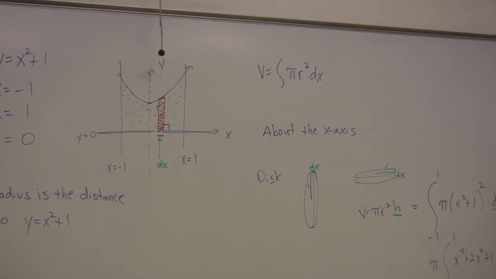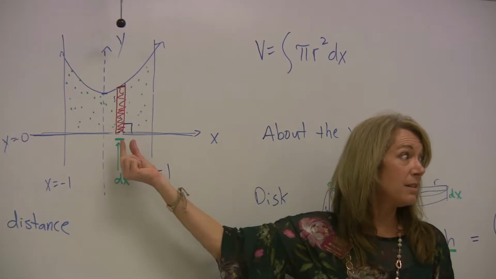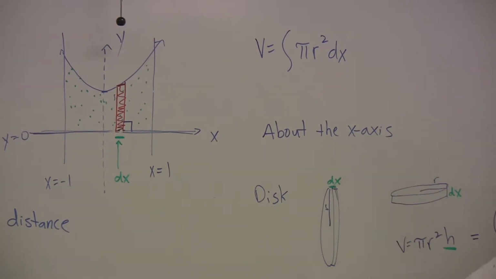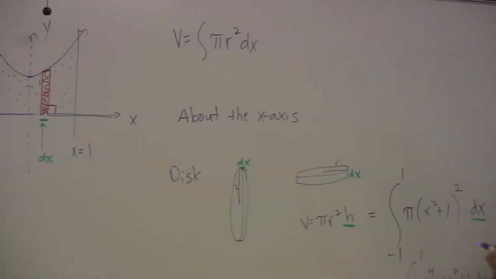Because it's on the x-axis. Yeah, because it's on the x-axis. This is a small change. The thickness is on that x-axis. What do you think is going to happen when it's horizontal? It's going to be a dy.